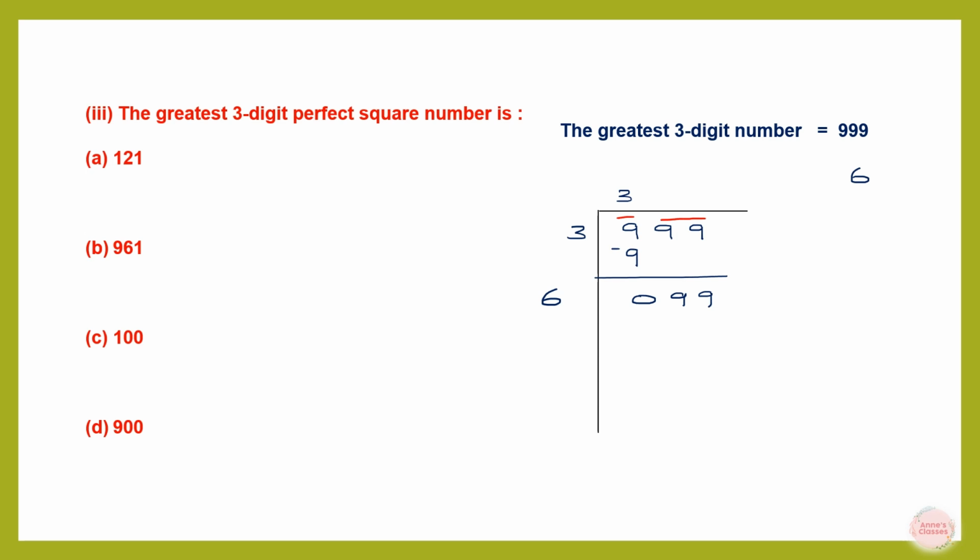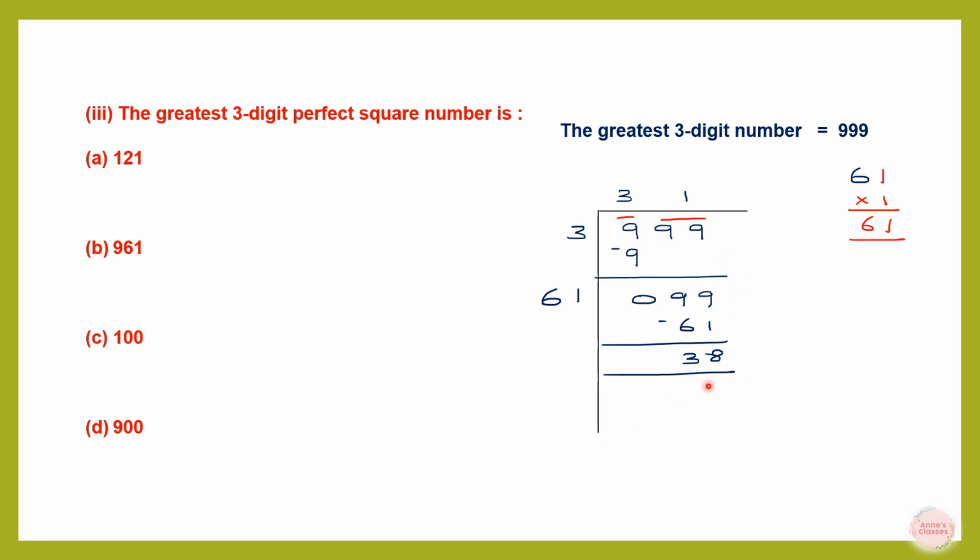So here we have 6. Now let's write 1 here into 1. 61 into 1 is 61. We have to write that itself. So here let's write 1 into 1 is 61 minus. Now 9 minus 1 is 8 and 9 minus 6 is 3. Now we have 38. So the remainder is 38. That means we know that this number is not a perfect square.